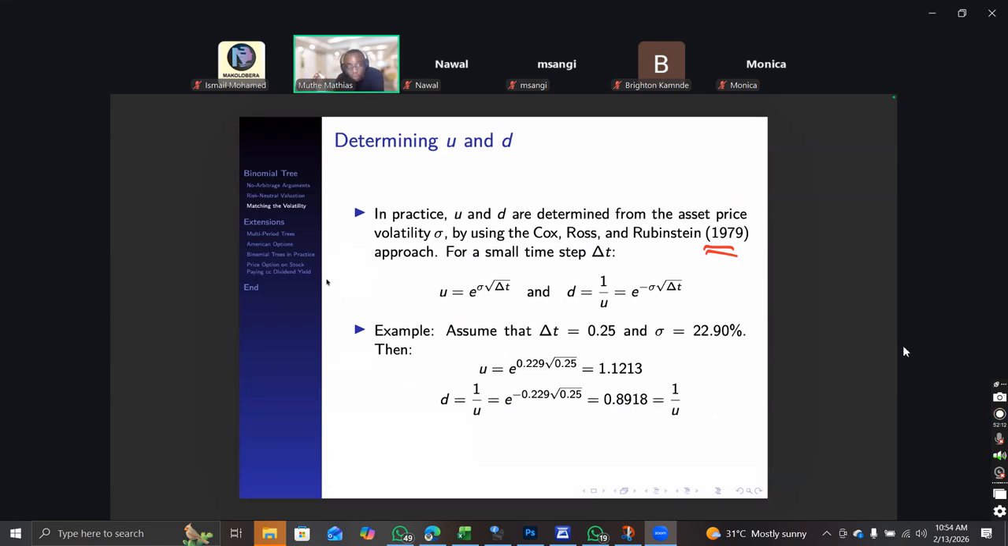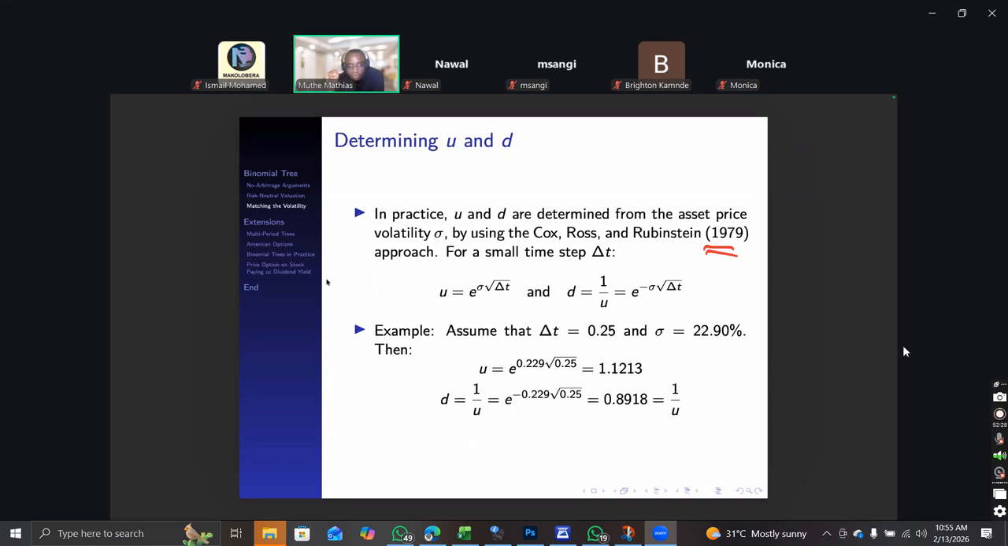So I think the pricing of these derivatives took off, generally, in the 1970s.